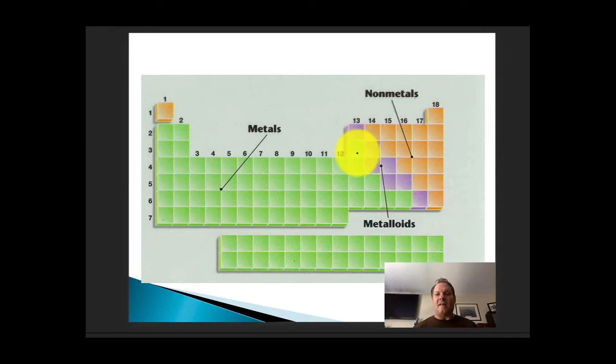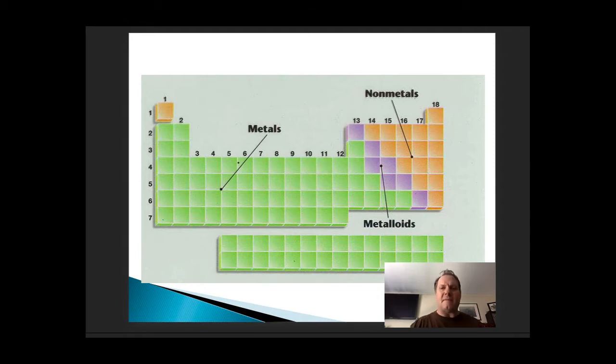Now, there are some right along the middle, which are called metalloids, and they have characteristics similar to metals or nonmetals. So, right off the bat, we're going to remember upper right-hand corner is where we find our nonmetals, and as we move down and to the left, we move into metalville.